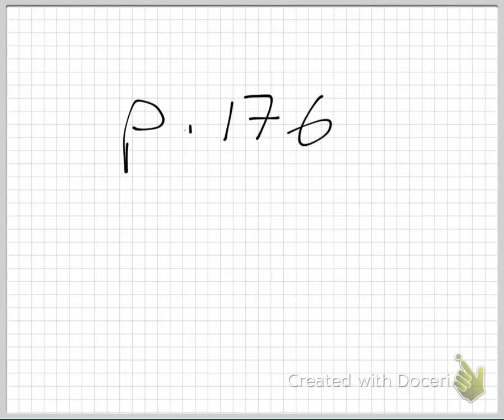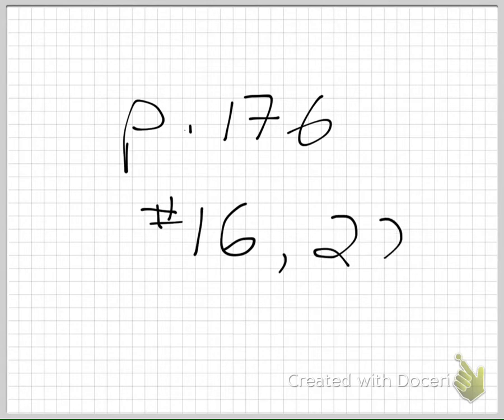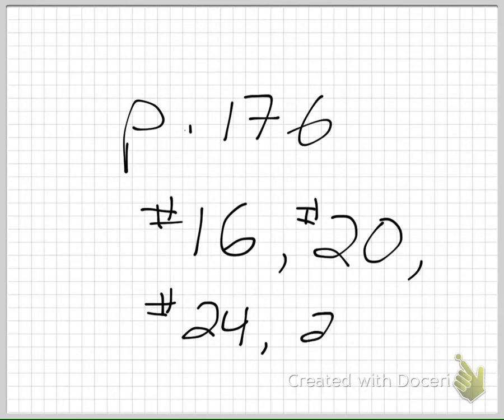Let's do this. Let's go page 176. We're going to go number 16, 20, 24, 26, and 28. Before we do this, what happens if you come up and your slope looks like this?